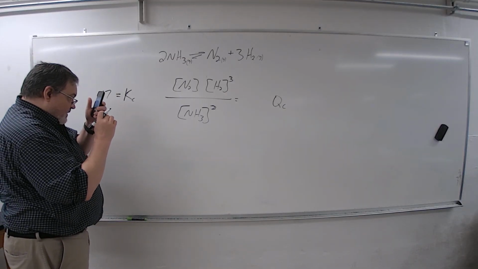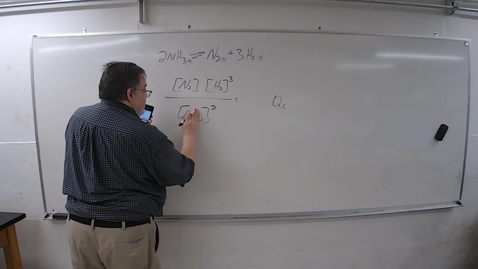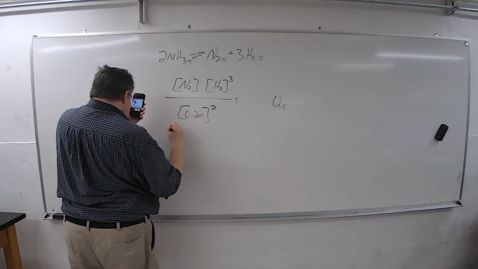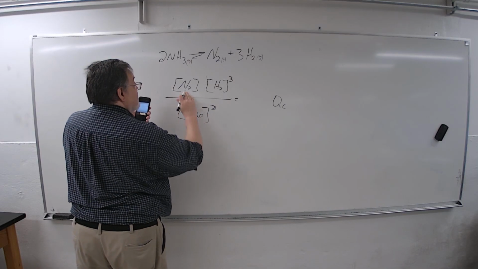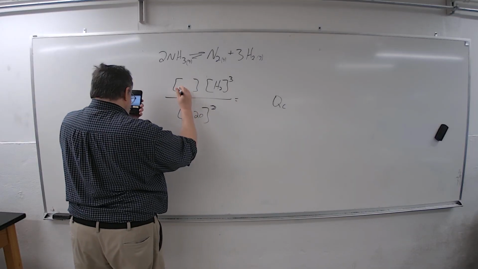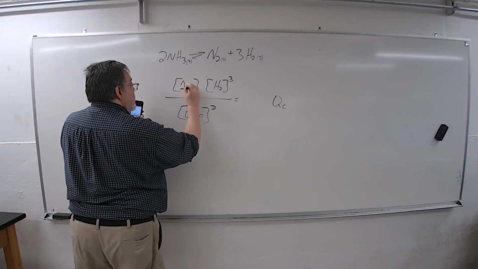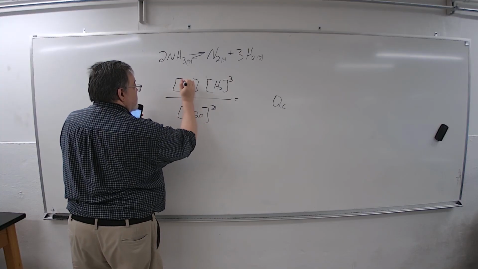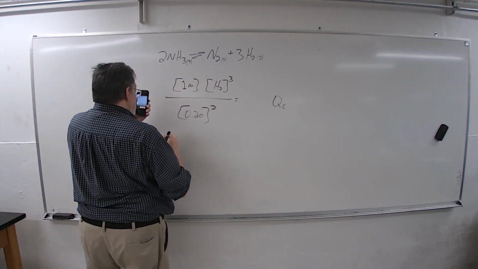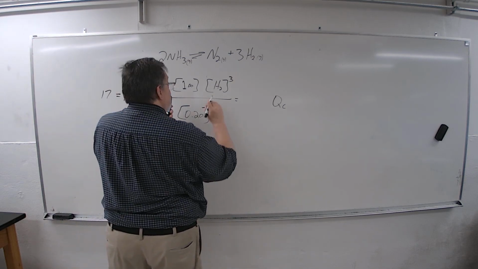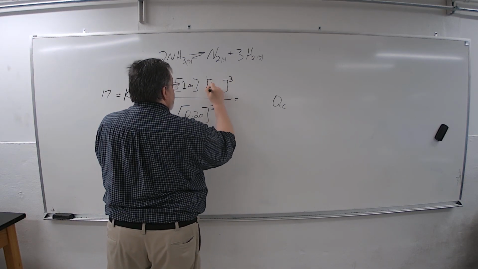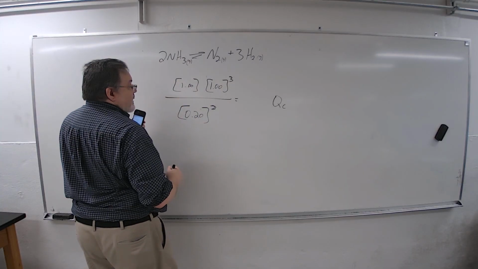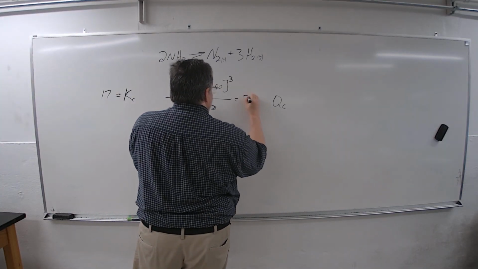And then NH3 was 0.20, N2 was 1.00, H2 is 1.00. Stick to the normal one. And if you crunch that out, you get 25.